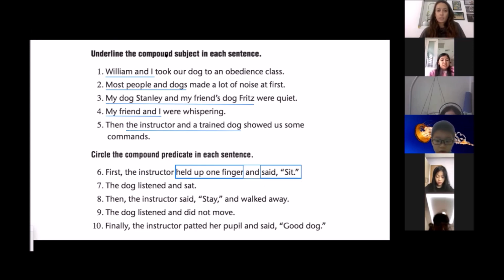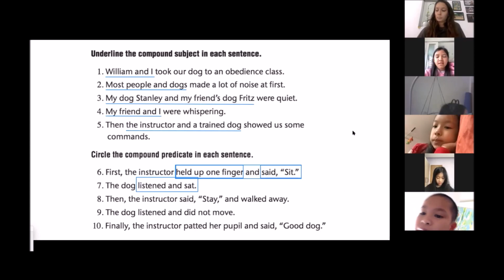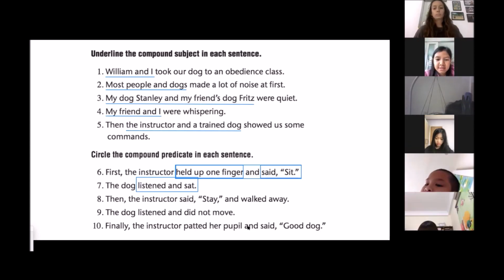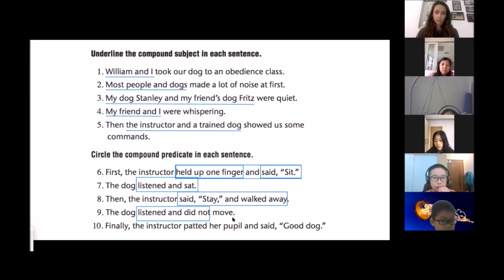Can you do number 7, please? The dog listened and sat. And what's the compound predicate? The compound predicate is listened and sat. Good job. Number 8. Then the instructor said, stay, and walked away. What's our compound predicate? Said, stay, and walked away. Good job. Can you do number 9, please? The dog listened and did not move. Compound predicate? Listened and did not move. Good job.